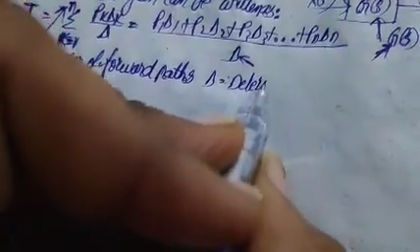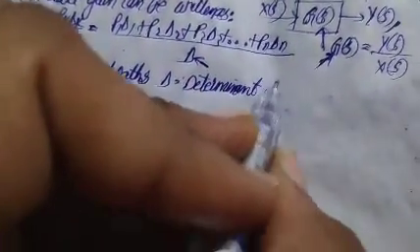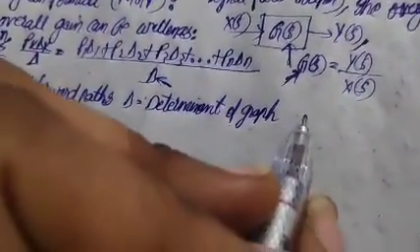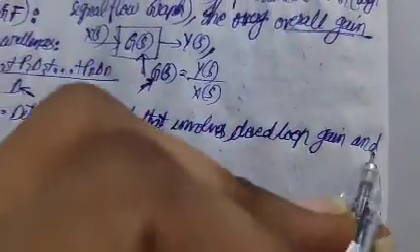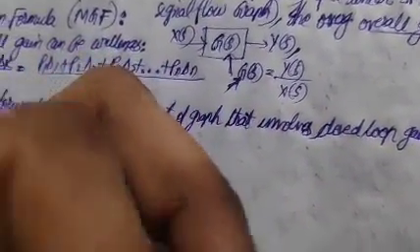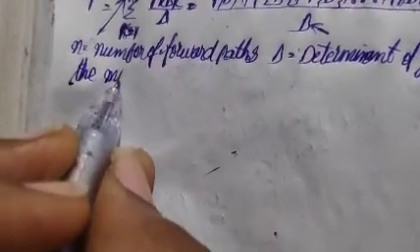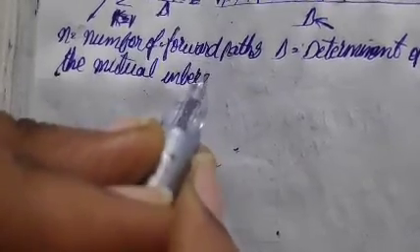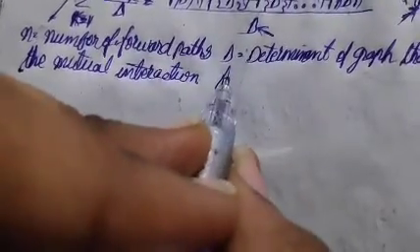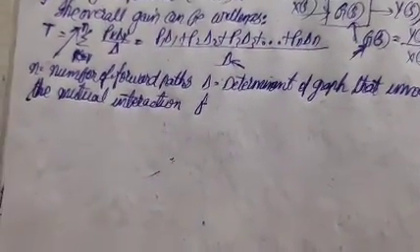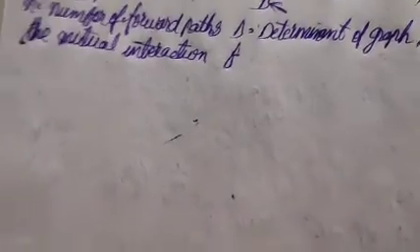Del is the determinant of the graph that involves closed loop gain and the mutual interaction between, it can be two or more, non-touching branches.